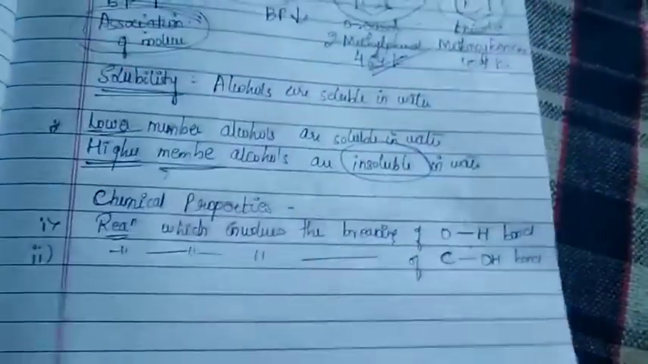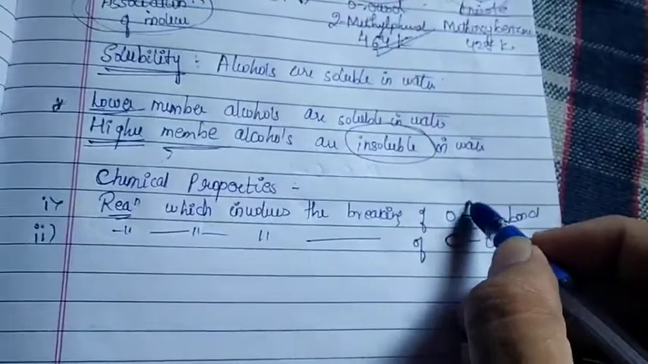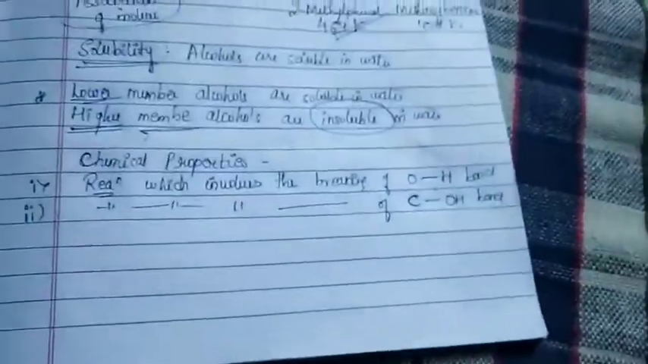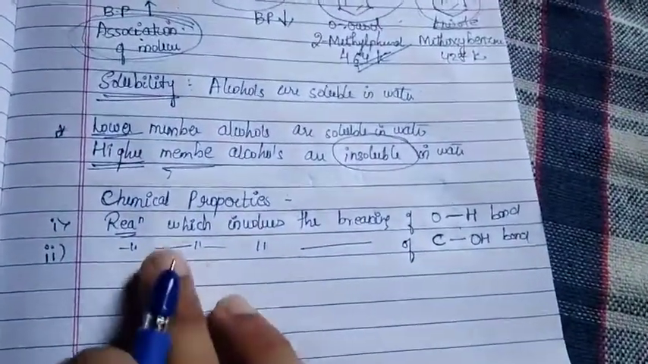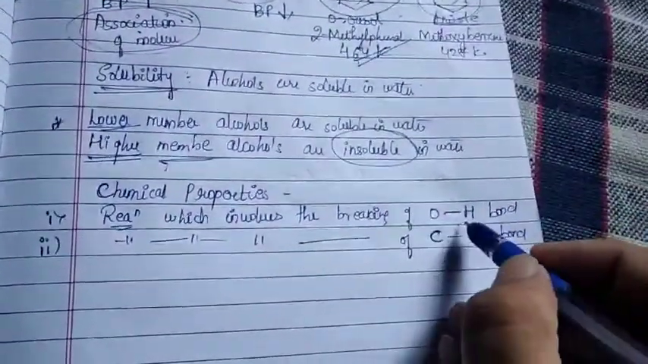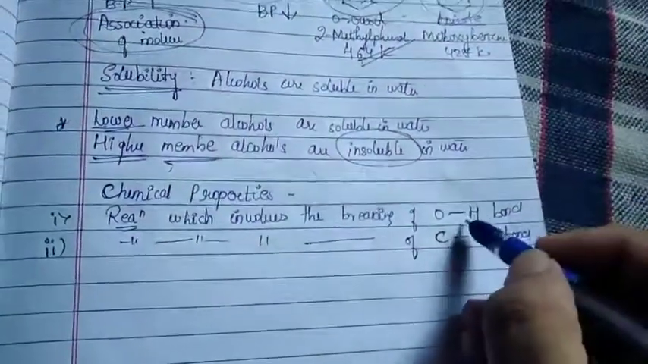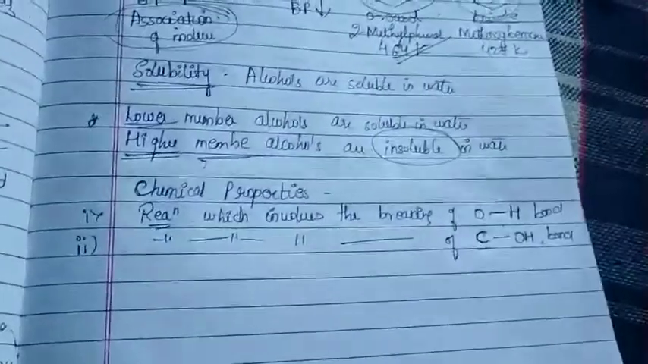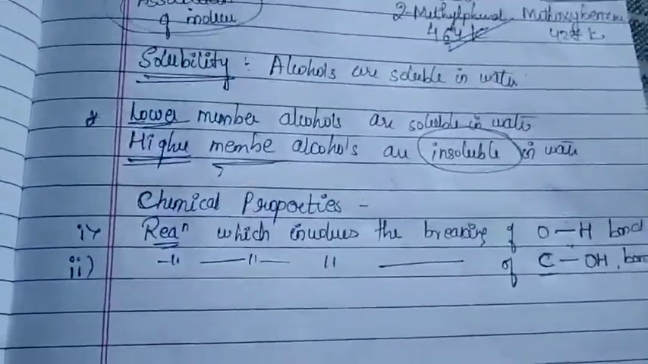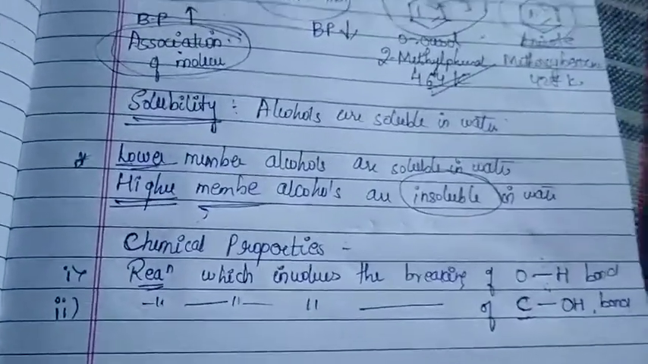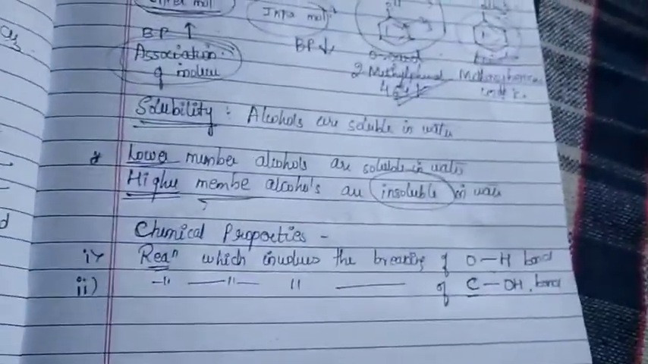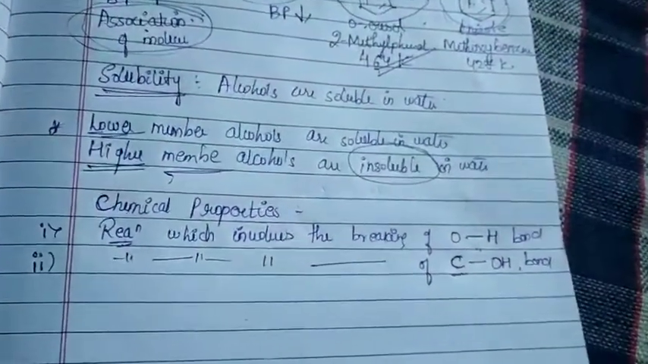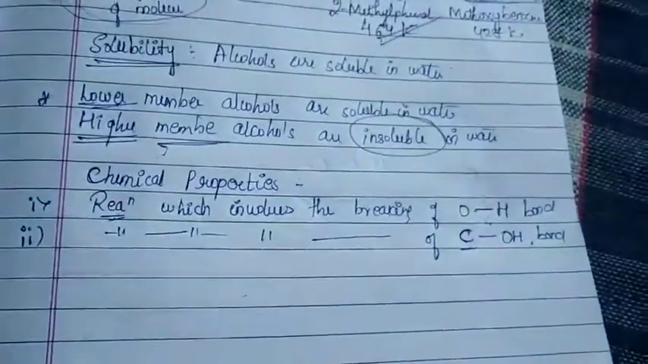Very important. In the first case, when this bond breaks, your O will have a negative sign, so there will be a nucleophilic attack by the alcoholic group. But in the second case, the OH bond stays as it is, but the bond between C and OH breaks, so in turn it forms a carbocation. Both reactions we are going to study in this chapter. But in today's video, we are mainly concentrating on the acidic nature, which falls under the category of reactions which involve the breaking of your OH bond.